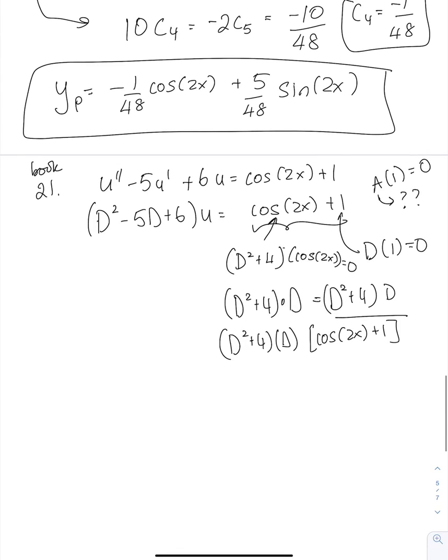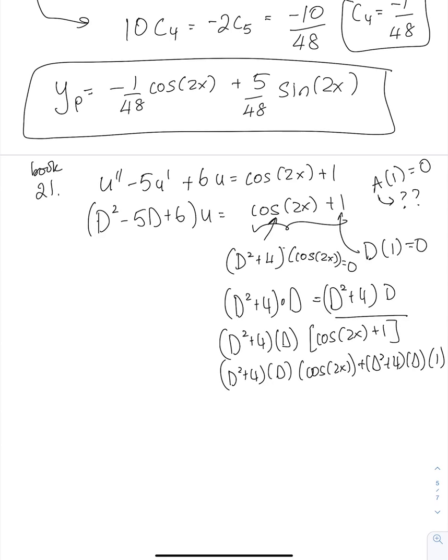What will that be? That'll be D squared plus 4 times D, which is composition, applied to cosine 2x, plus D squared plus 4 times D applied to the number 1. So this is composition for operators. Composition means you write it as multiplication, but D squared means D of D. So apply D to the function and then do D of what you have.